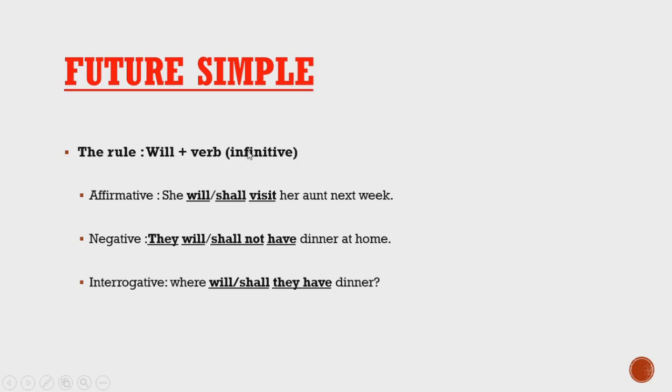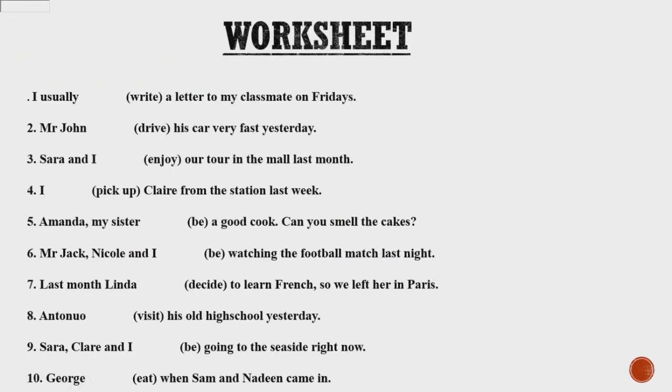Which means verb without to. The affirmative would be, she will visit her aunt next week. They will not have dinner at home. Interrogative, where shall they have dinner? Now, after we reviewed all these tenses, let's have a look at these worksheets.